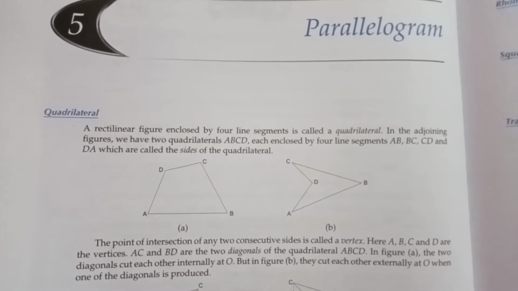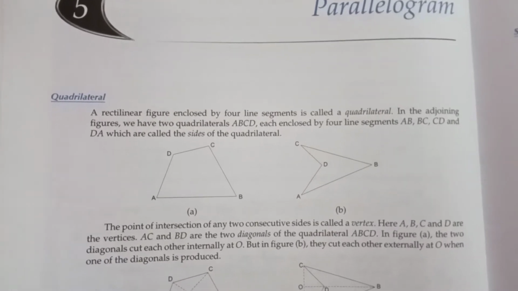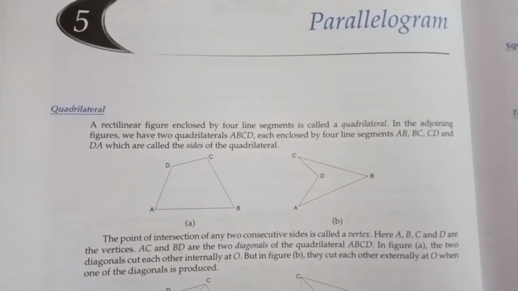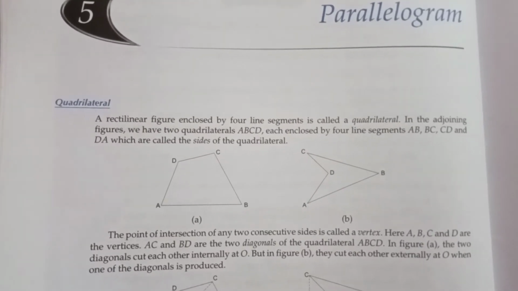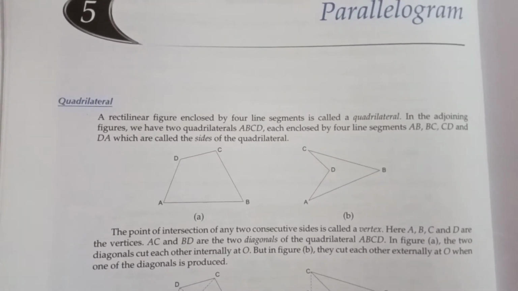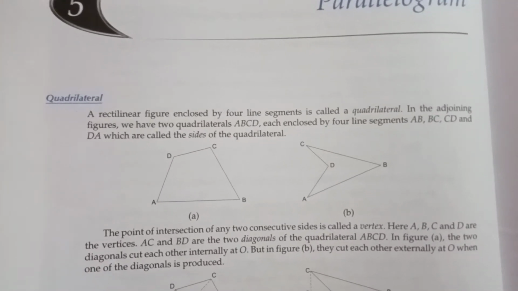Hello students. In this video we see chapter 5 parallelogram. Before starting the theorem, first we try to know some basic things. First about quadrilateral. A rectilinear figure enclosed by 4-line segments is called a quadrilateral.